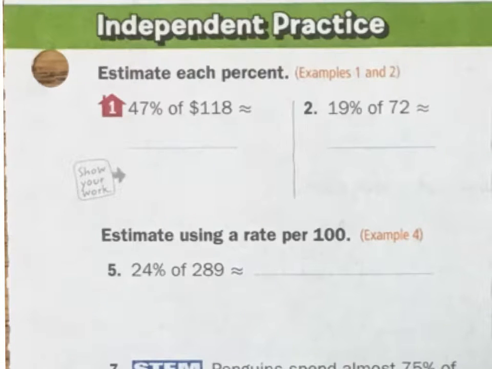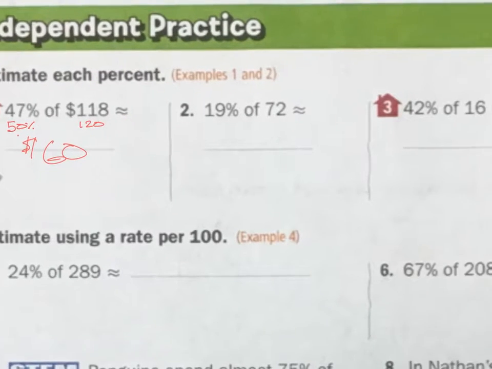All right, independent practice for 2.6, little estimating with percents. When we have something that's close to 47, which is close to 50%, I love that because 50% is so easy. You're just cutting it in half. I want to make this 118, make it 120. So 50% of 120, and 50% is just 1/2, so we're looking at about 60. Okay? It's so nice when you get to 50%. You can do that one pretty good.